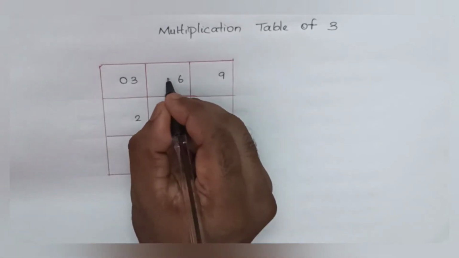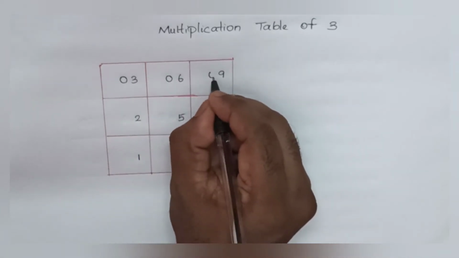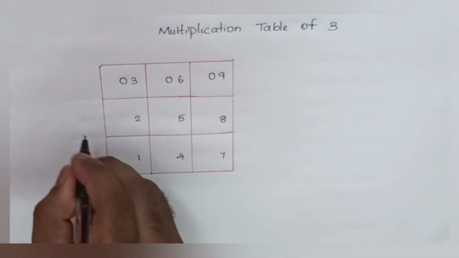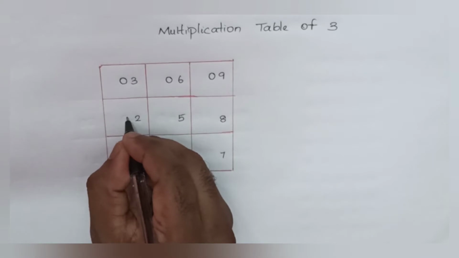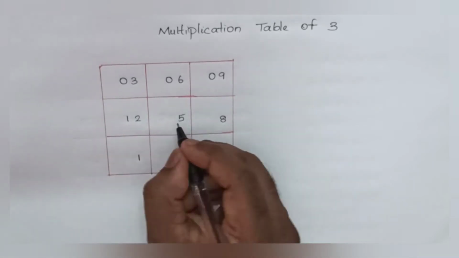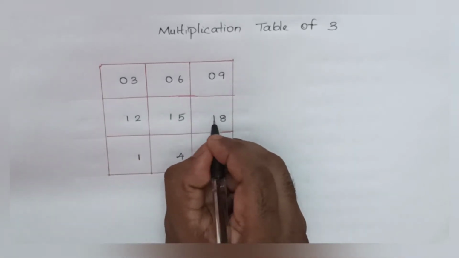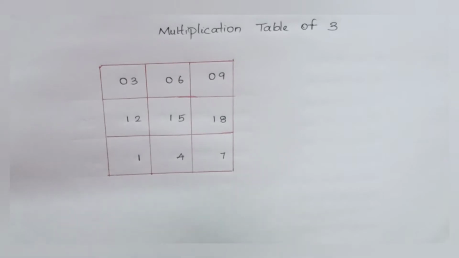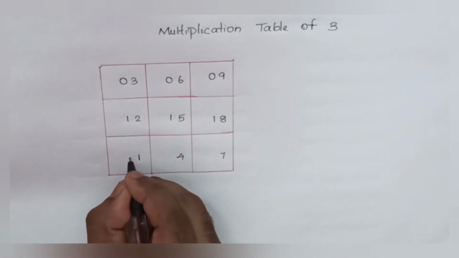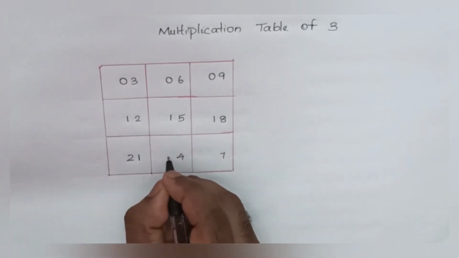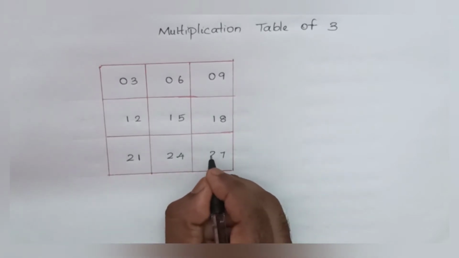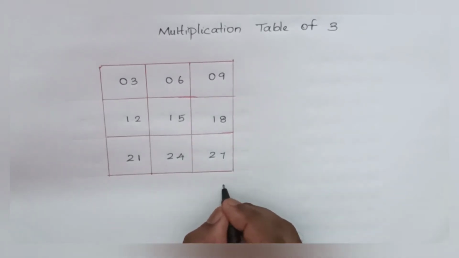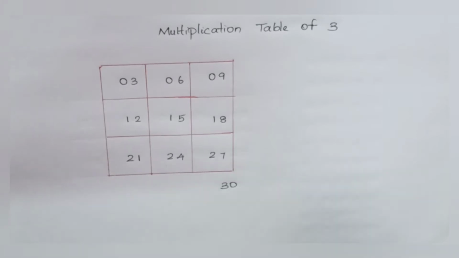For the first row, 0, 0, 0. The second row, you have to add 1 in front of it. 1, 1, 1. The third row, you have to add 2 in front of it. 2, 2, 2. Finally, you have 30.